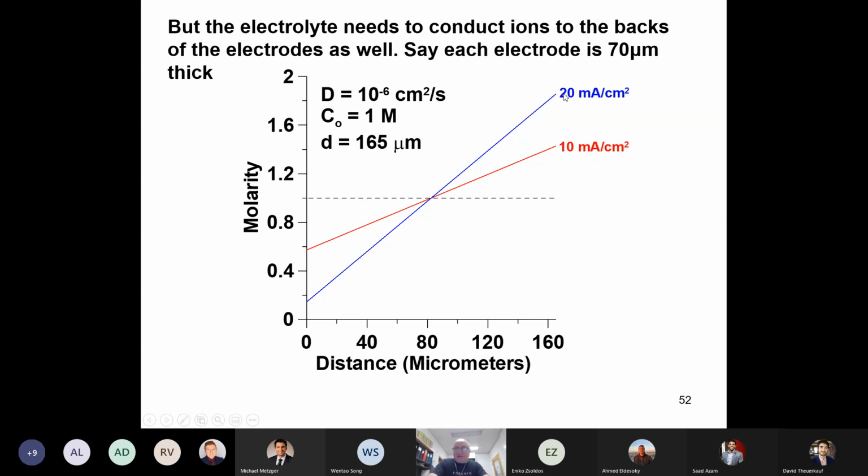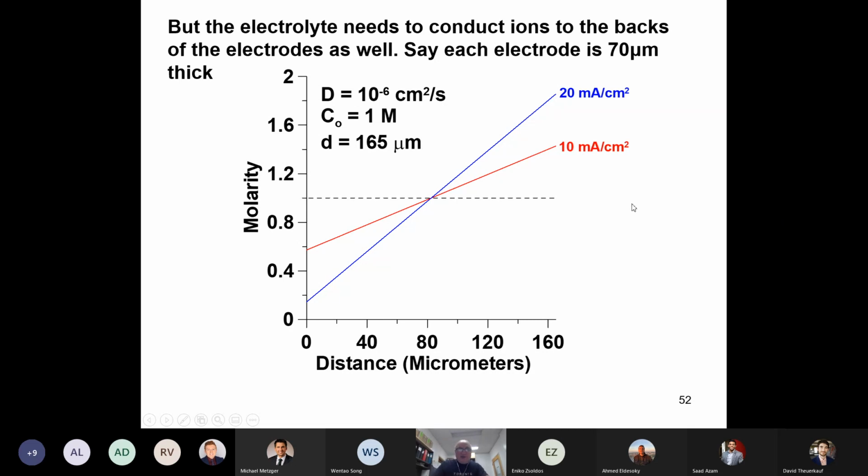The problem is if you increase the current density more and just change the slope of this blue line a little bit to make it go through the 0, 0 point, that's the maximum current that you can flow before you get what's called electrolyte depletion. Electrolyte depletion means you drive the concentration of the electrolyte to 0 at some point. Okay.